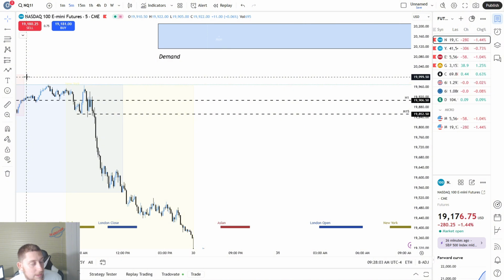All right, the recording just completely stopped. I don't know what happened, but you could see that was the M15 H1 marked out.